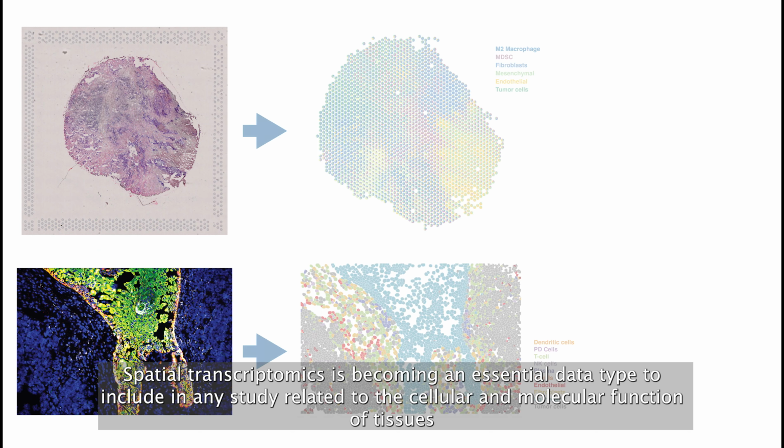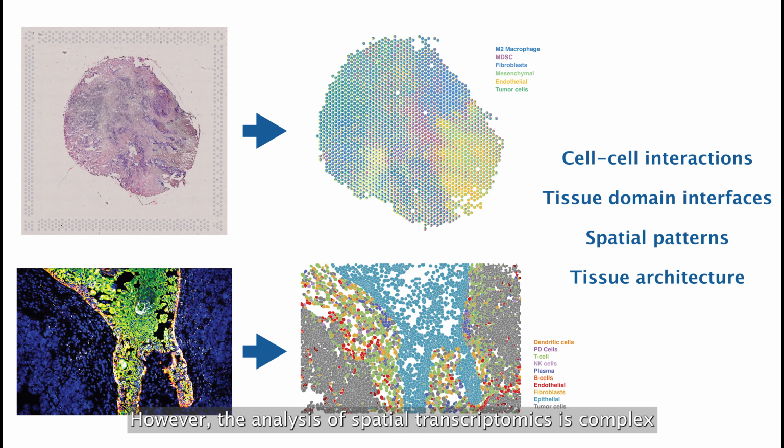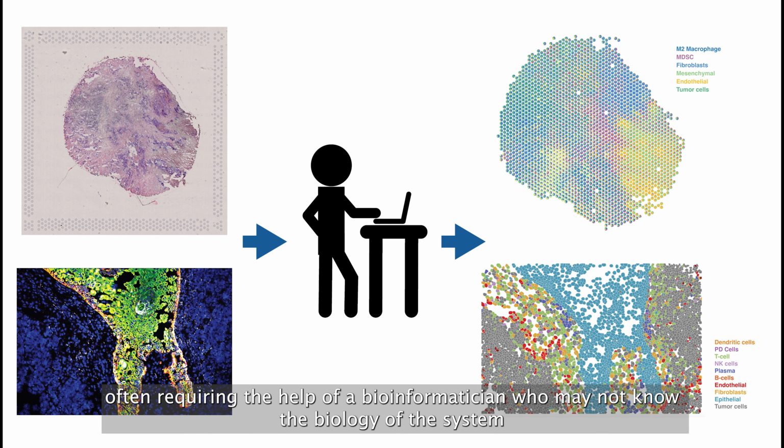Spatial transcriptomics is becoming an essential data type to include in any study related to the cellular and molecular function of tissues. However, the analysis of spatial transcriptomics is complex, often requiring the help of a bioinformatician who may not know the biology of the system.